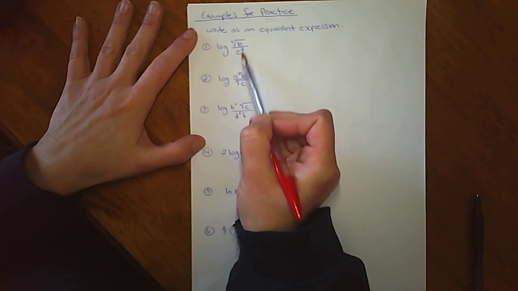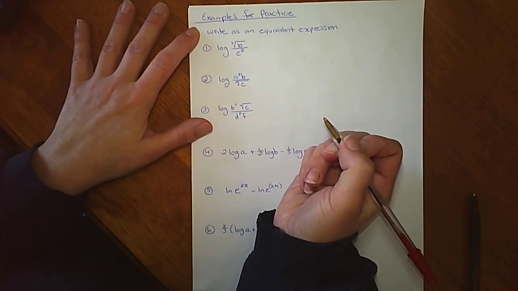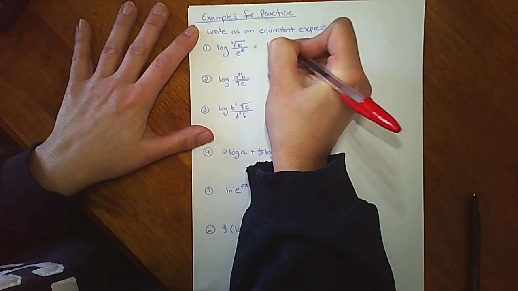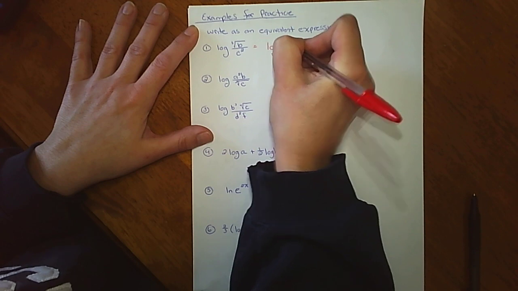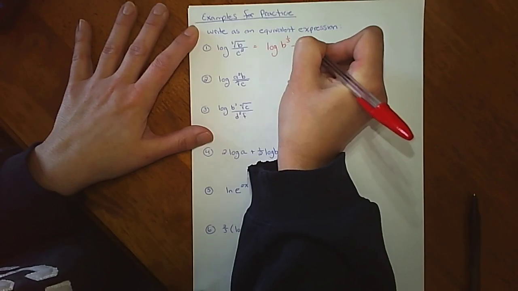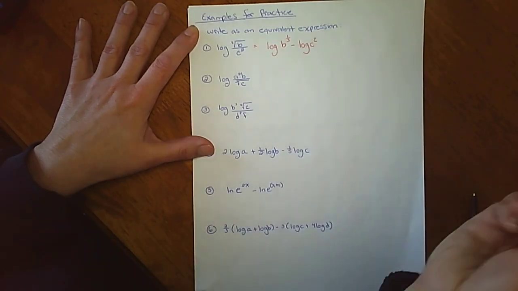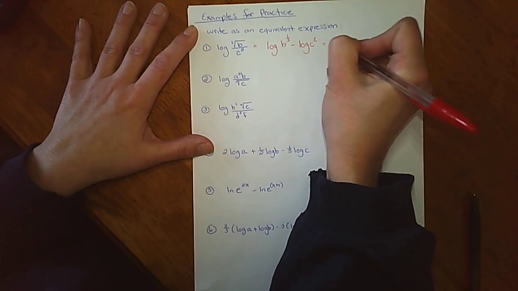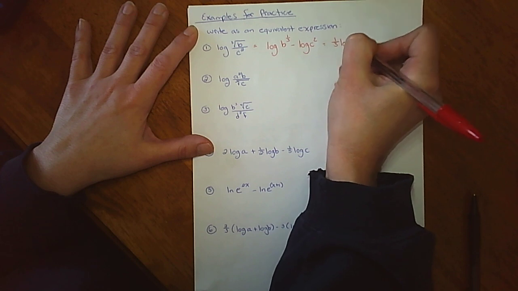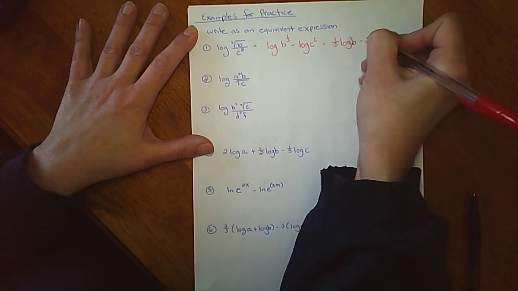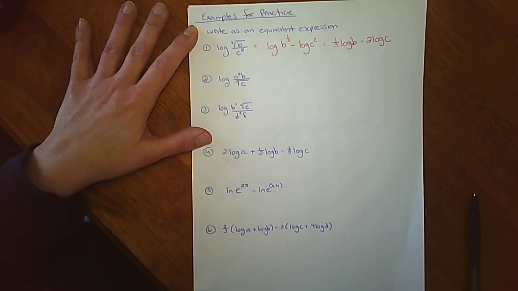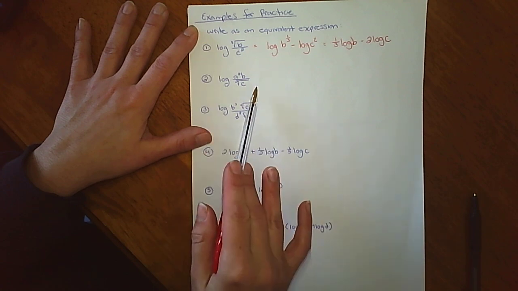So this guy's division, so it's going to turn into a subtraction question. So this guy becomes log b to the 1/3 minus log c squared. And now any exponents will have to fall in front. This is 1/3 log b minus 2 log c. And that's the final answer. Let's try number 2. A lot going on in number 2.